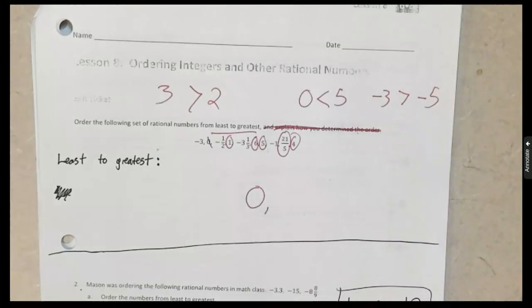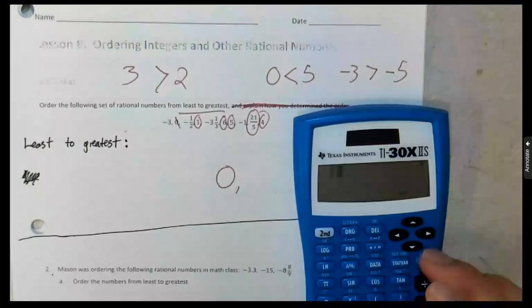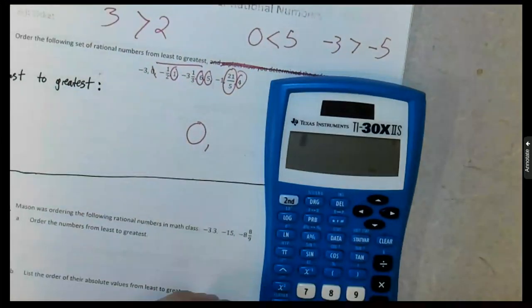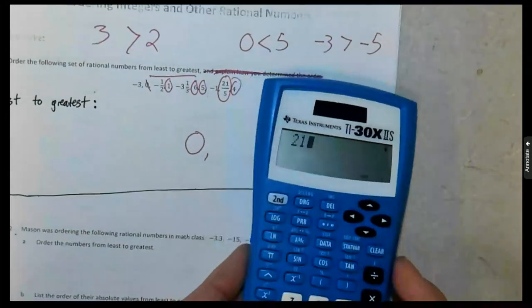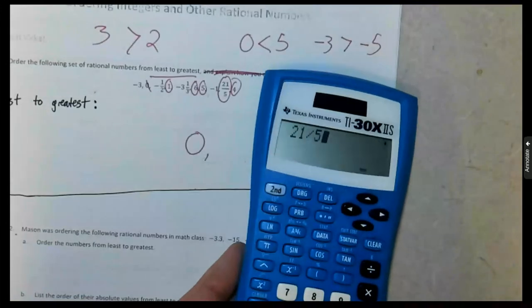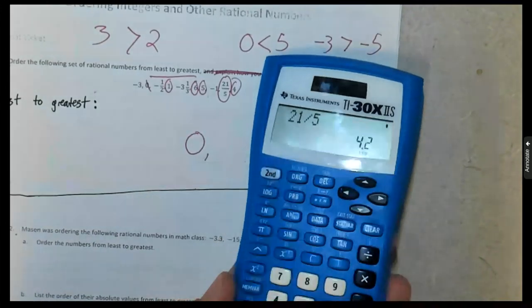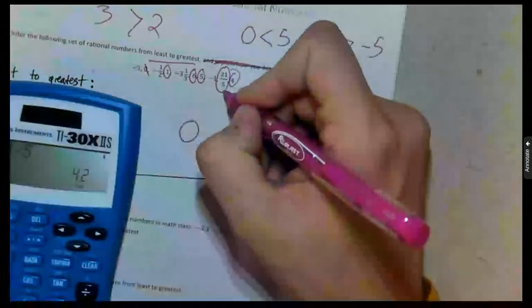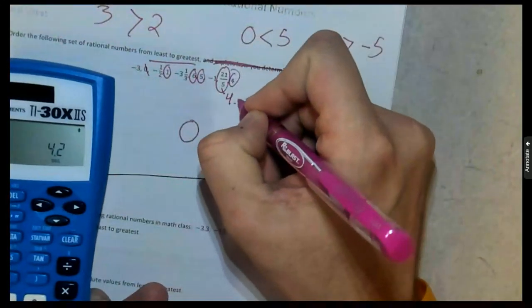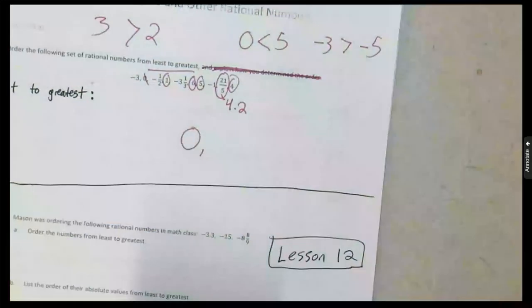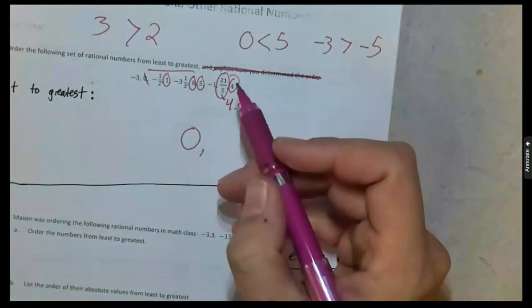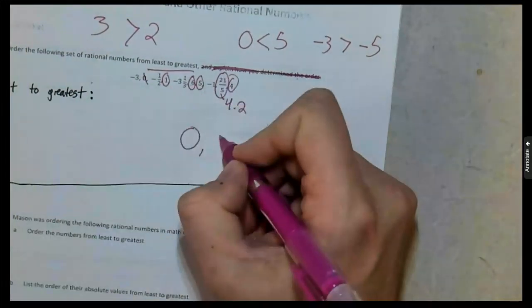Well, the one that's going to throw a lot of us off is 21/5. So to put that into a decimal form, take 21 divided by 5. That will put our fraction in decimal form, and that is 4.2. So I'm just going to write 4.2 here. And now we can order all of our positives from least to greatest. So after 0 is going to be 1.